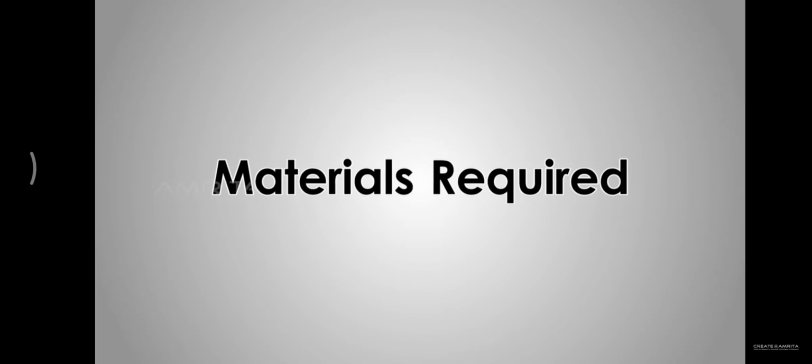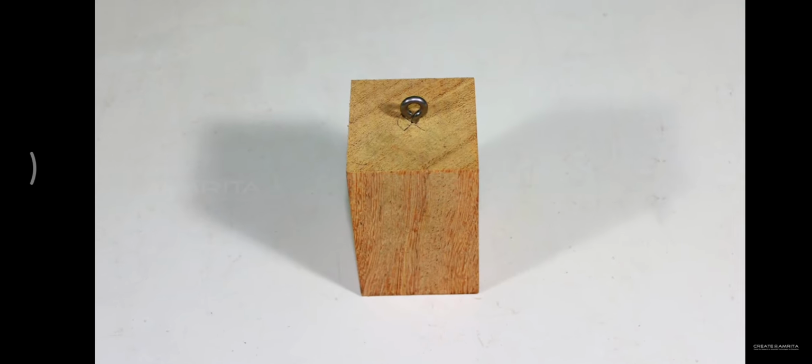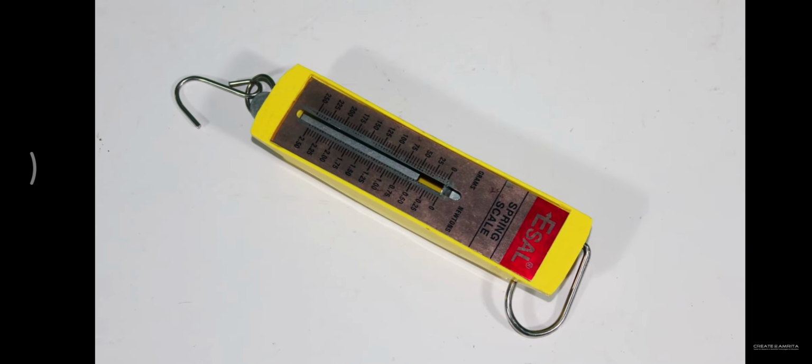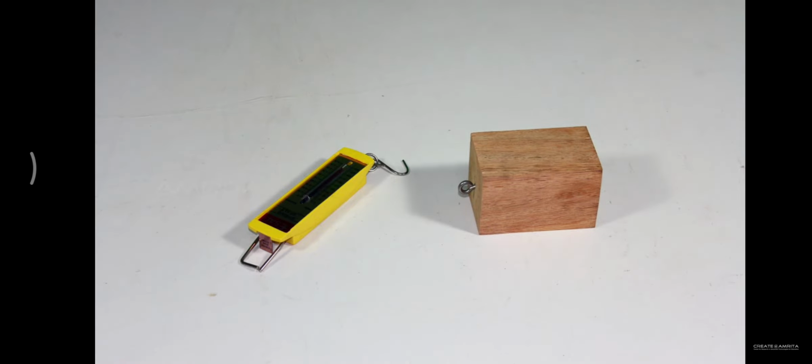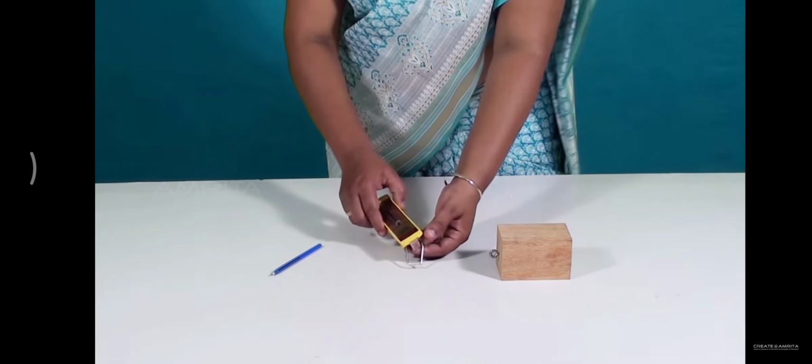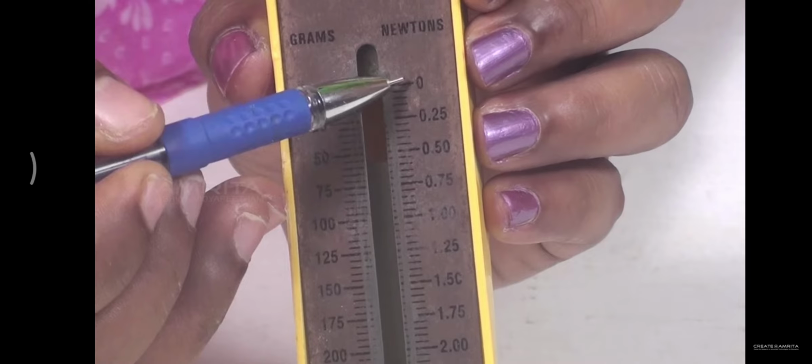Materials required: a block of wood, spring balance. Procedure: first, arrange a block of wood and a spring balance on a table. Take the spring balance and note the least count of the spring balance.